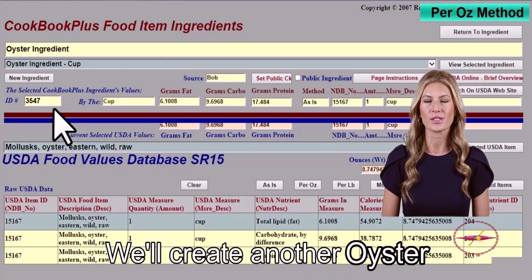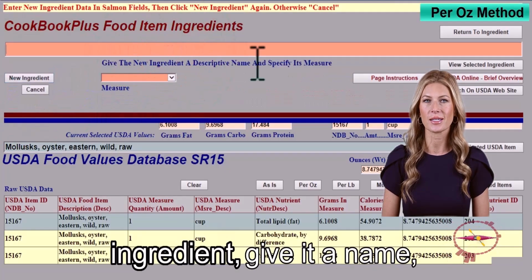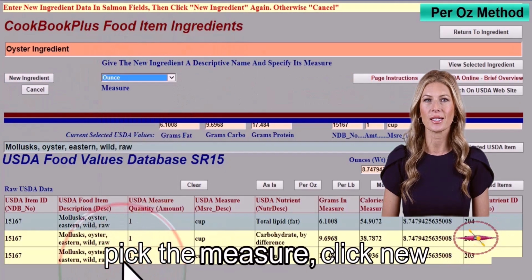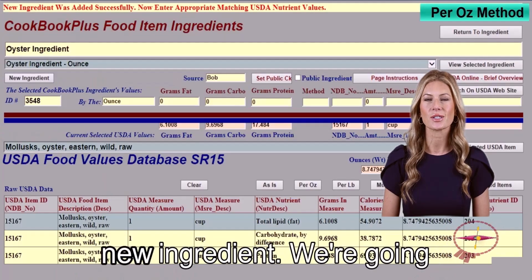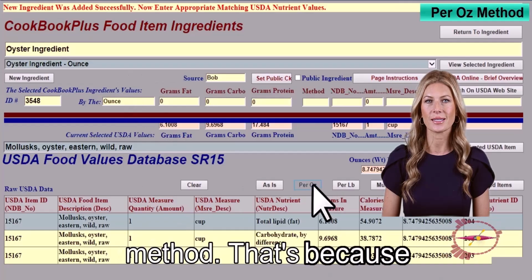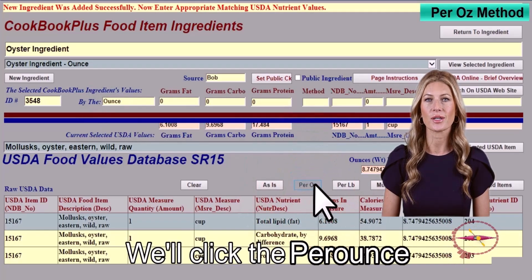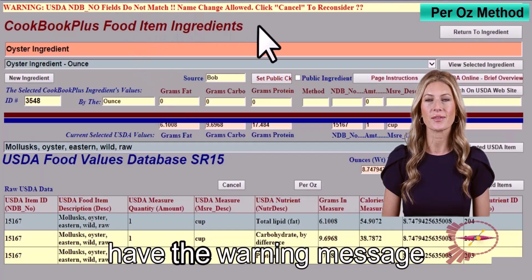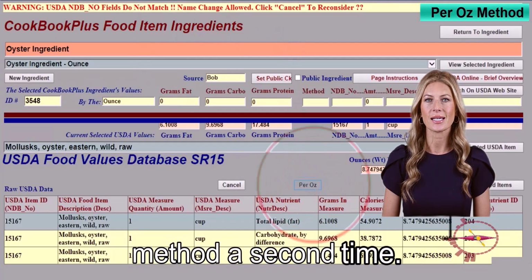We'll create another oyster ingredient, this time by the ounce. Start off by clicking New Ingredient. Give it a name. Pick the measure. Click New Ingredient again. To post USDA nutrient values to our new ingredient, we're going to be using the per ounce method. That's because we're trying to create a per ounce ingredient. We'll click the per ounce method, and realizing we have the warning message at the top of the screen, we'll click the per ounce method a second time.